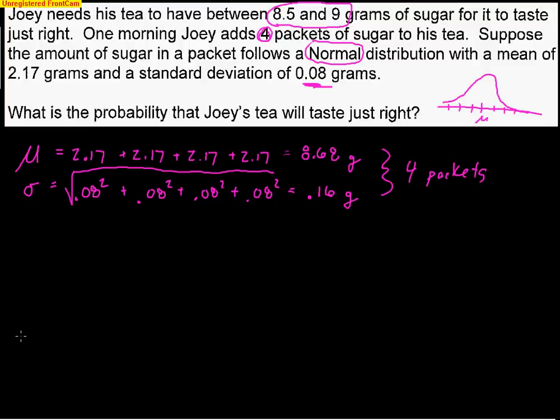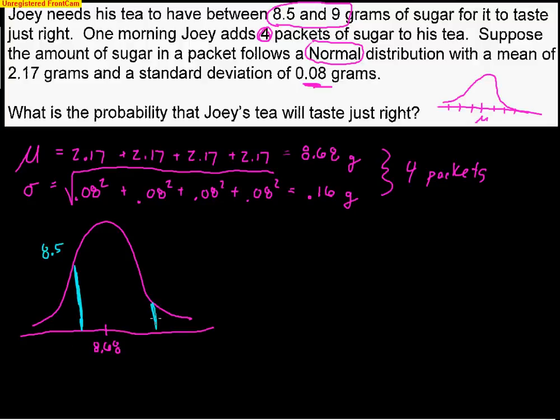Now I'm going to draw a normal model here so that this looks nice and pretty. And that is an ugly line. So here's my normal model, right? Okay, not too bad considering. So I expect my normal model to have 8.68 grams of sugar for 4 packets. Now, I need to find 8.5, which is going to be a little bit below, somewhere down here. Here's where 8.5 is going to be. And 9 is going to be somewhere up here.